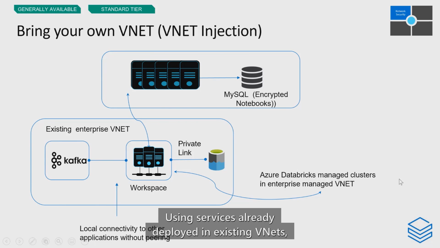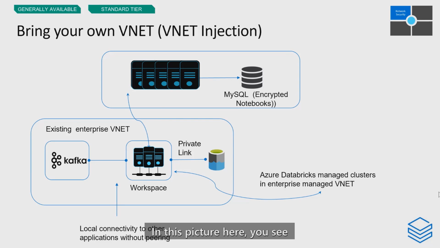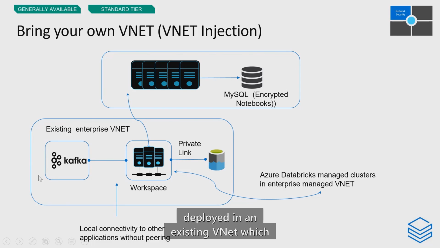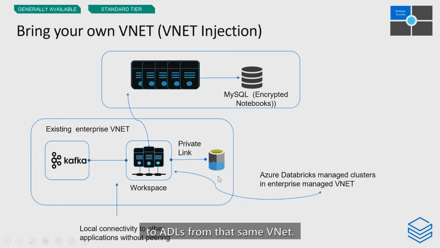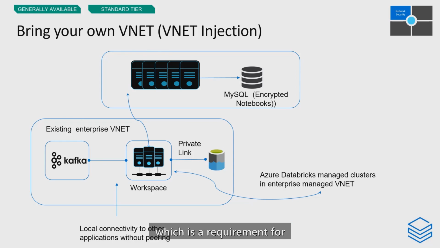Using services already deployed in existing VNets instead of needing to do peering from managed VNets. In this picture here, you see an Azure Databricks workspace deployed in an existing VNet which already has Kafka running, and then you're creating a private endpoint to ADLS from that same VNet. You can also now connect Azure Databricks clusters in VNet injected workspaces to on-prem data sources, which is a requirement for many customers as they're migrating from on-prem to the cloud.